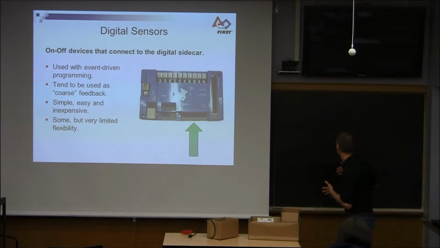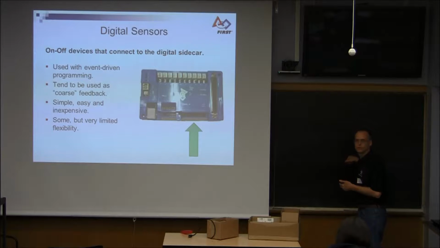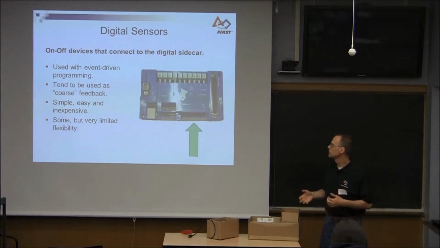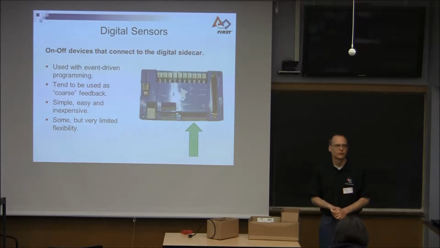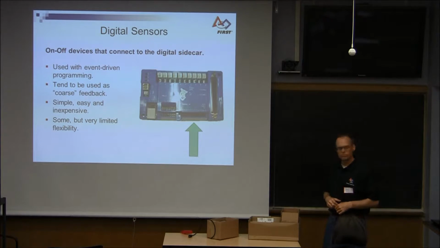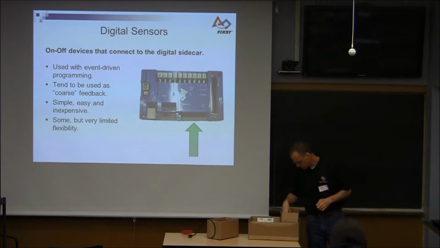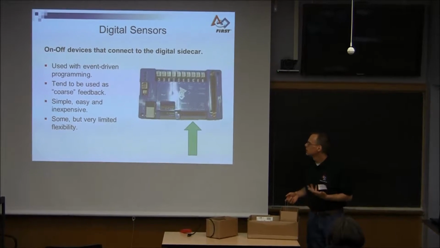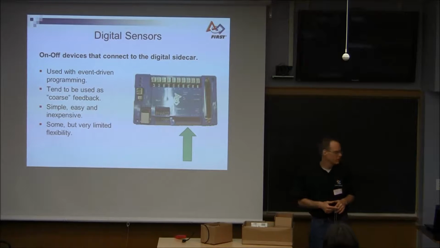Now the robot has no idea it's getting nearer the wall. It only knows once it hits. So it's event driven. As you can imagine, it tends to be rather coarse feedback. It's not real precise. You don't get a lot of information. You just get yes or no. And on the positive side, it's very simple, very easy, very inexpensive. And I would say that the vast majority of them are really easy to mount on the robot. And there's some flexibility, but you are really quite limited.